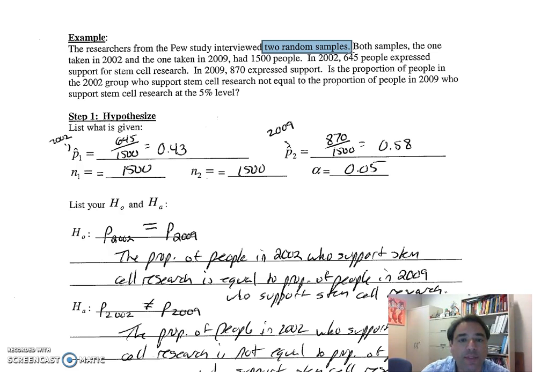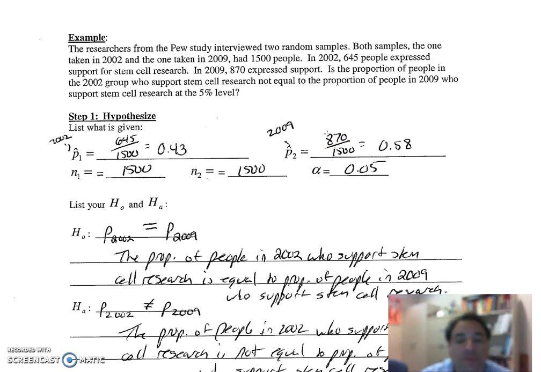So there's a lot of information there, but the big point is we have two separate groups. We have the 2002 group, and we have the 2009 group. So we're going to be very well organized. The first group, the 2002 group, had 645 people who supported stem cell research out of the 1,500, which is 0.43. The 2009 group, a totally separate, independent group, had 870 people that expressed support for stem cell research out of 1,500, which is 0.58. So the big question is, was there a difference between 2002 and 2009? They both had 1,500. Again, they don't have to be the same, but in this case they are. And our alpha is 0.05, and remember we're doing not equal to.